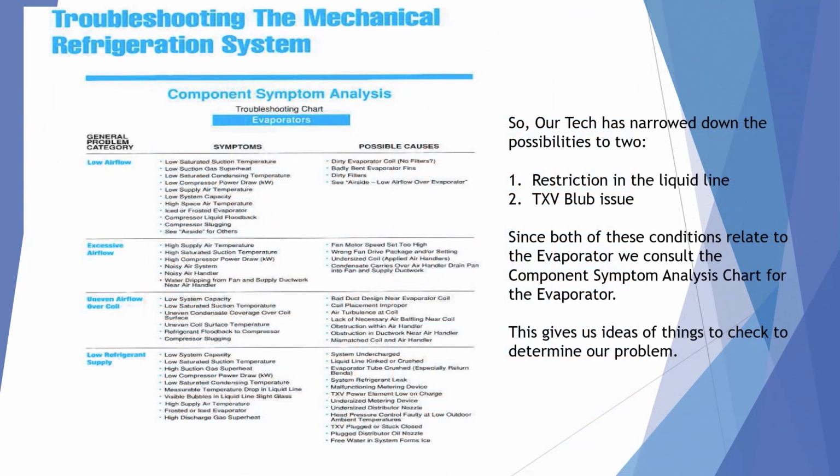So our tech has narrowed down the possibilities to 2. 1, a restriction in the liquid line, or 2, a TXV bulb issue. Since both of these conditions relate to the evaporator, we consult a component symptom analysis chart for the evaporator. This gives us ideas of things to check to determine our problem.